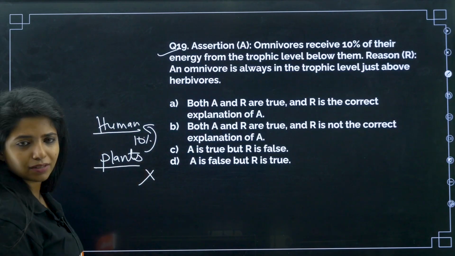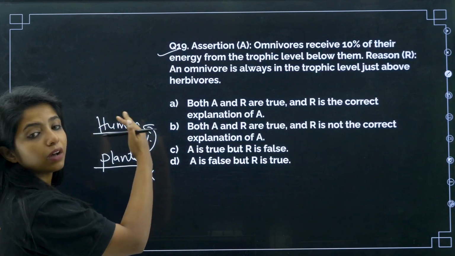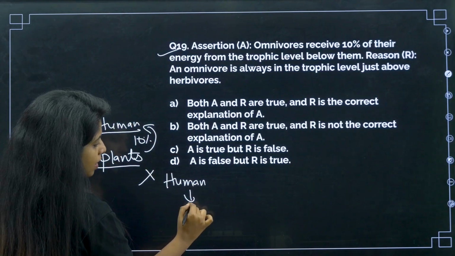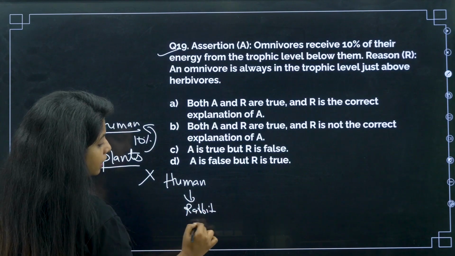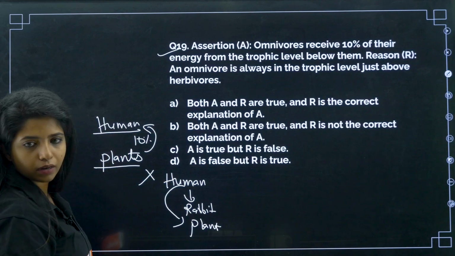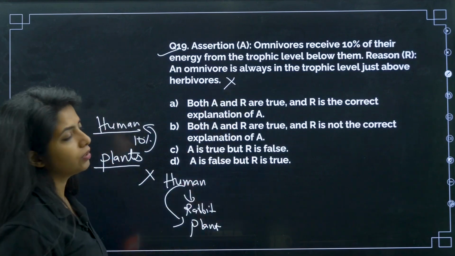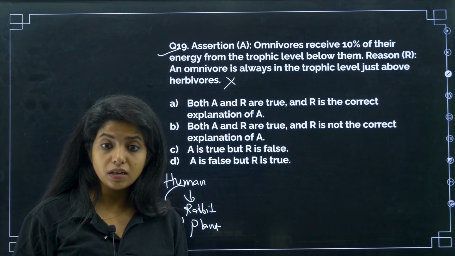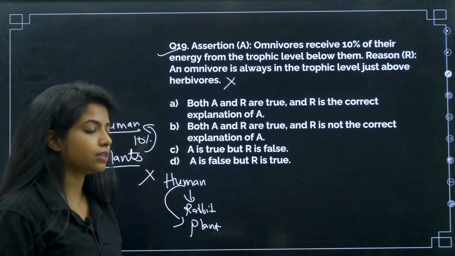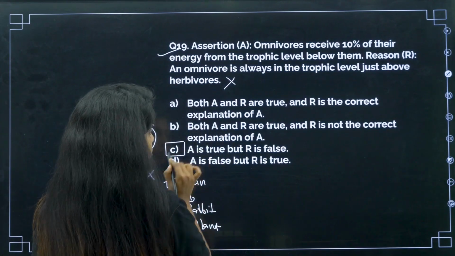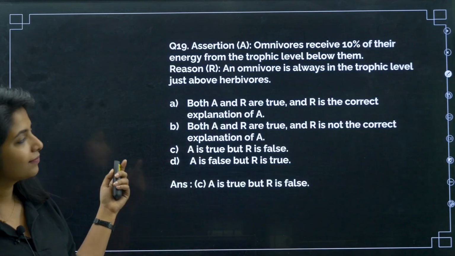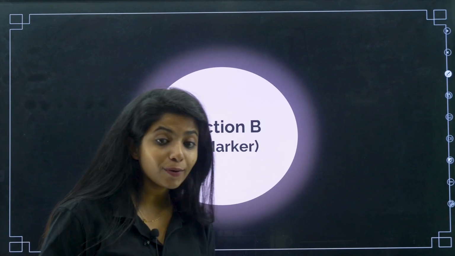I can be directly eating plants. Why should I be above an herbivore? Why is it very necessary that humans and then rabbit and then plant is there? That's not a necessity. I can directly eat the plant as well. So, this is wrong. What they are saying in the reason is absolutely wrong. This is not actually explaining, and the statement is wrong. But assertion is correct. So, I will say assertion is true, but the reason is false. Cool?